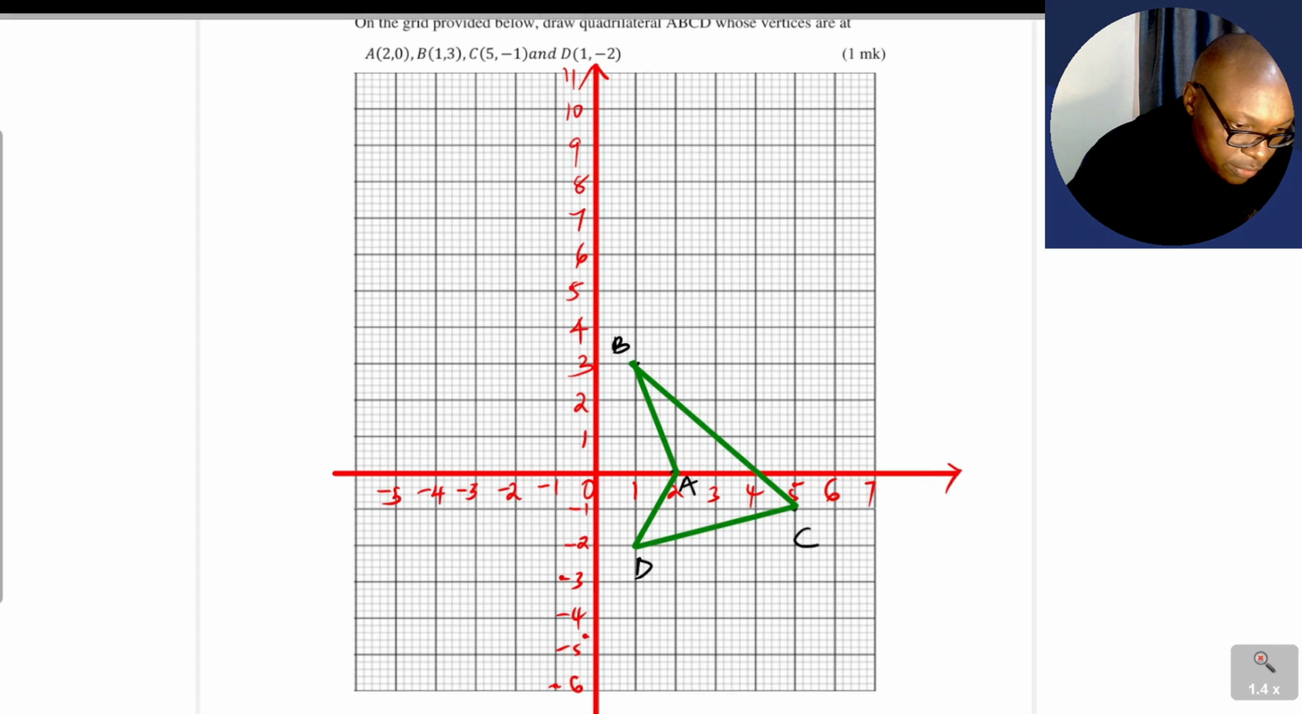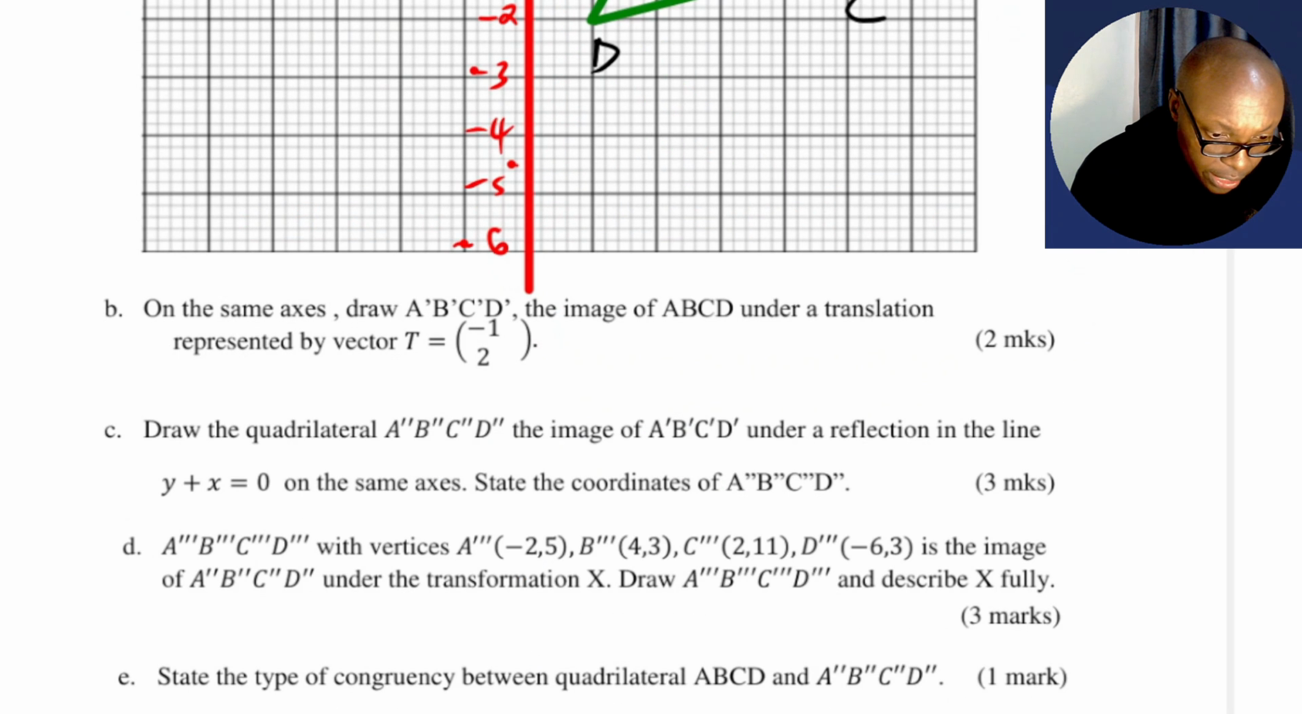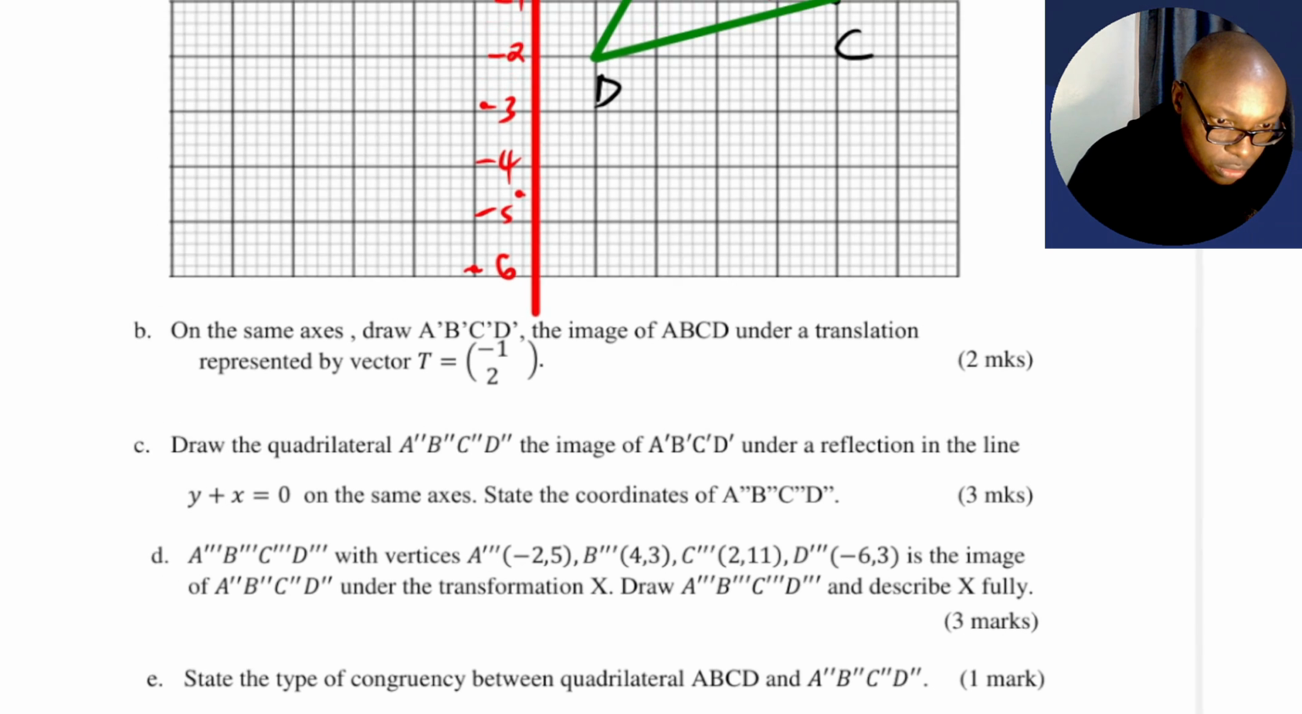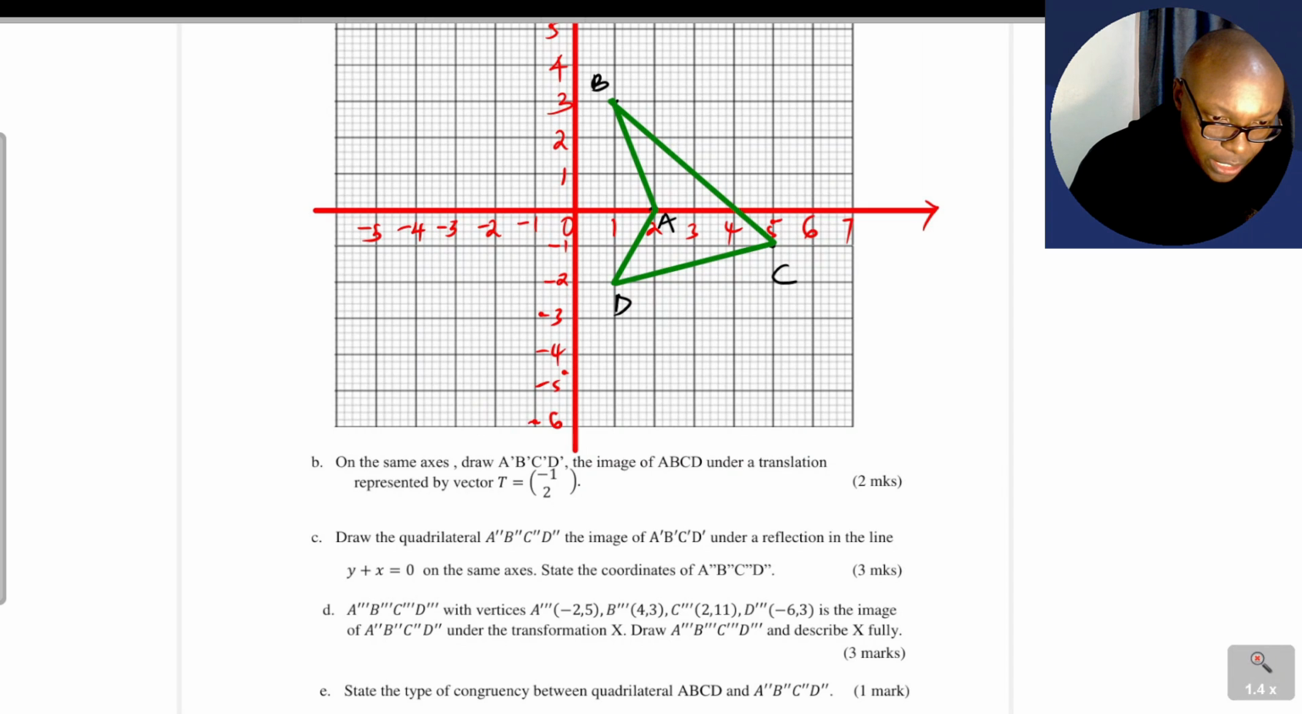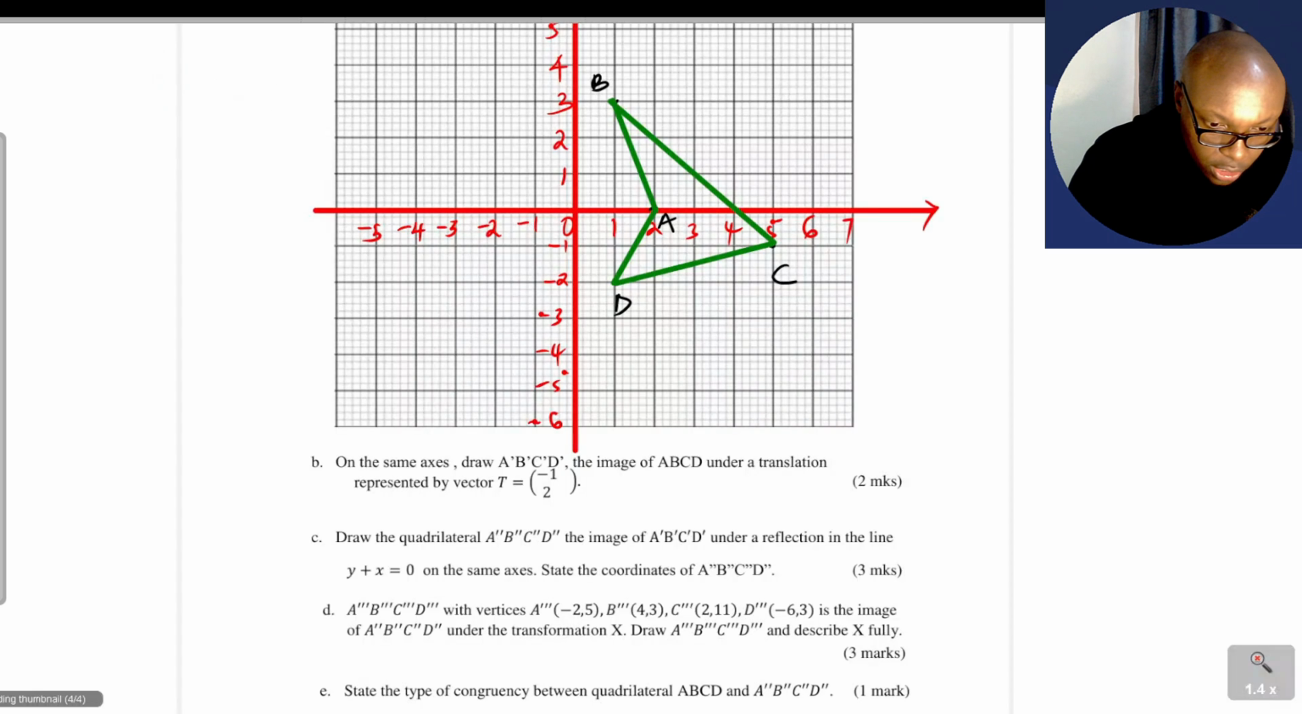Let's go to the second part of the question. On the same axis, draw A1, B1, C1, D1, the image of ABCD under a translation represented by the vector T, (-1, 2). Translation. How does a translation work? Simply, when you are translating a point, we're going to translate each of these points. We begin from A. We're going to write this in terms of the column vector, in column form.